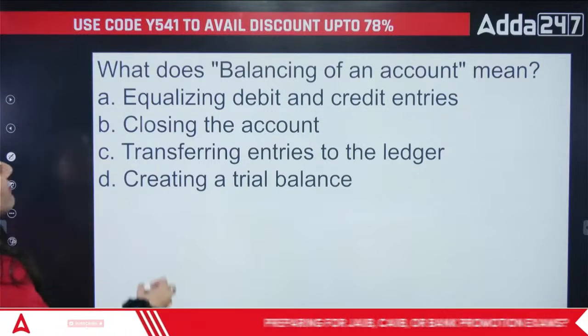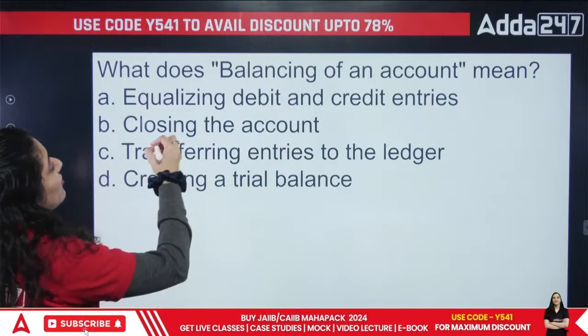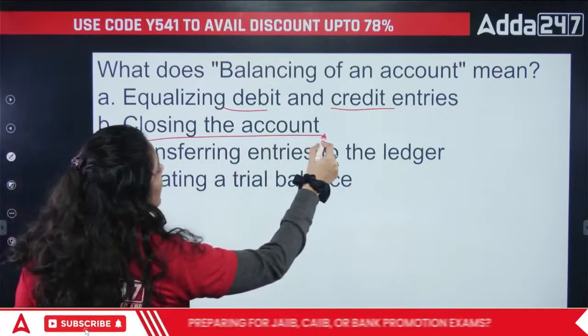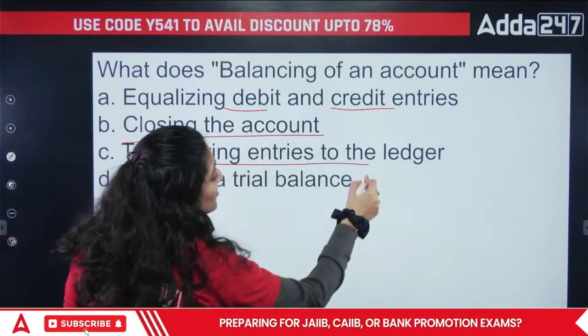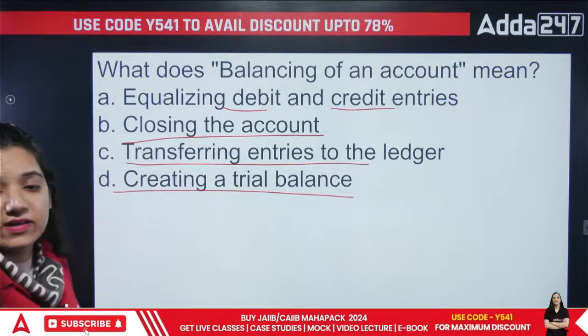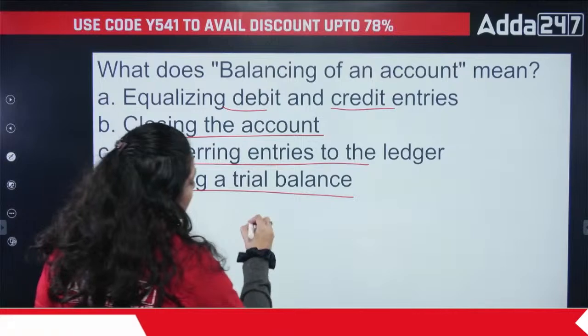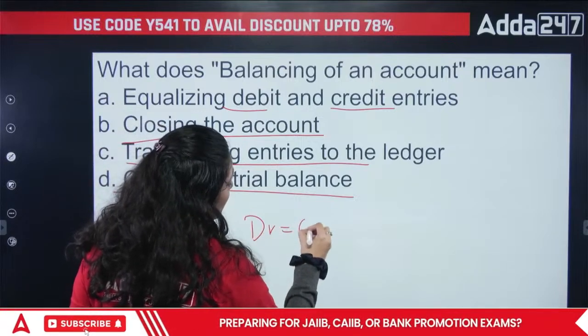What does the balancing of an account mean? Equalizing debit and credit entries, then closing the account, then transferring entries to the ledger, and then creating a trial balance. The balancing of the account basically means that ultimately the debit side should be equal to the credit side.